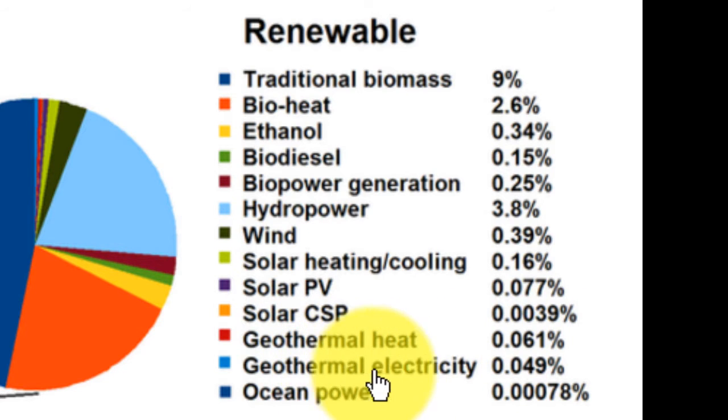geothermal heat 0.061%, geothermal electricity 0.049%, ocean power 0.00078%. So just focusing on solar photovoltaic panels at 0.077%, it's less than 1%.